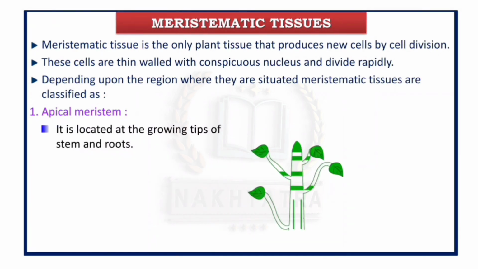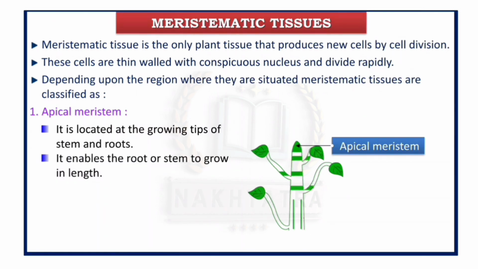So apical meristem is located at the growing tips of stem and roots. See here, this apical meristem is present at the growing tips of stem and roots. It enables the root or stem to grow in length. This apical meristem is the region of cells which is capable of division and growth in the root and shoot tips in plants. Clear? So this apical meristem gives rise to the primary plant body and is responsible for the extension of the roots and shoots. I hope everyone is clear.